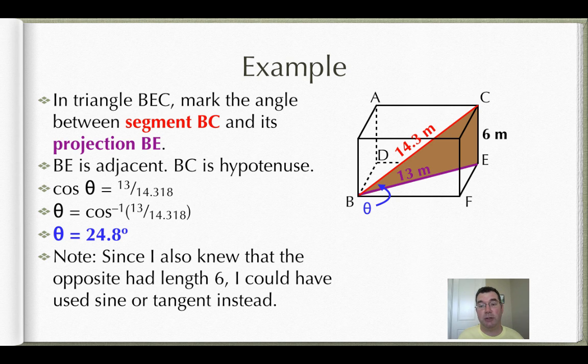Now again, I could have used the length of 6 and used sine or tangent instead. So once I have more than enough information, I have a lot of choices as to which lengths I'm going to use, but I should always get the same answer no matter which way I choose.